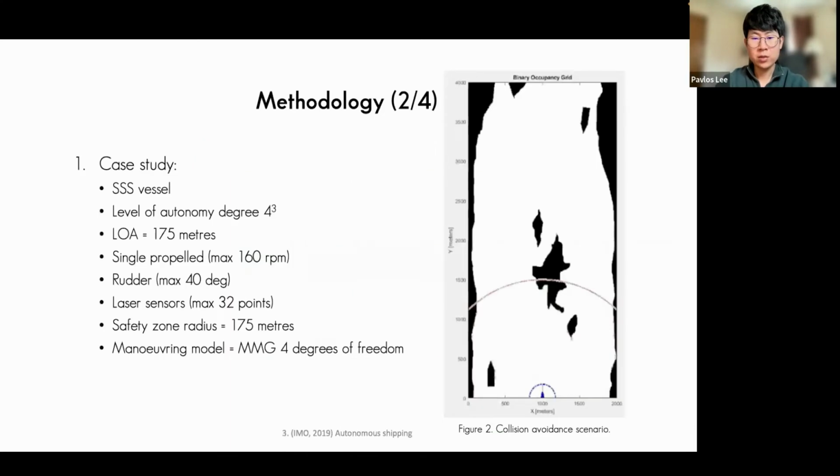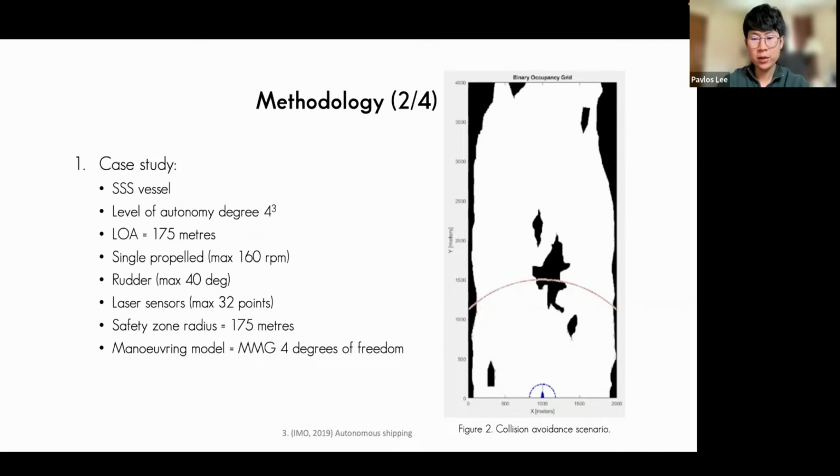The case study considers a short sea shipping vessel that has an autonomy level degree 4 according to IMO, which is defined as a fully autonomous ship that can make decisions and determine actions by itself. Some specifications of the investigated ship include an overall length of 175 meters, single-propelled, equipped with laser sensors of 32 points that measure the distance between the ship and the obstacles.